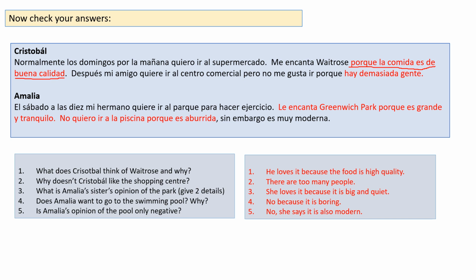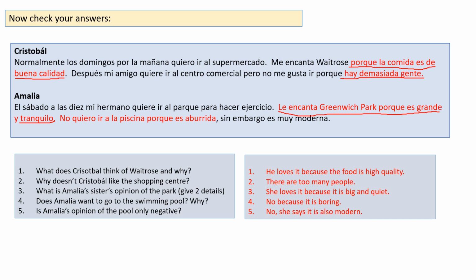Number 2, you should have written there are too many people. And you were looking here in the text. Hay demasiada gente. Demasiado is a nice qualifier there to say how much. It means too much of something or too many. Number 3, you should have written she loves it because it is big and quiet. So here she says, le encanta, porque es grande, so big, and tranquilo. So you could have translated that also as peaceful. That would be fine as well.